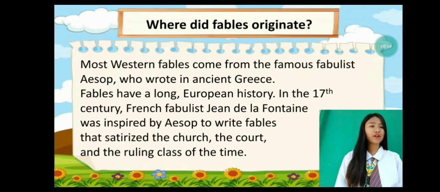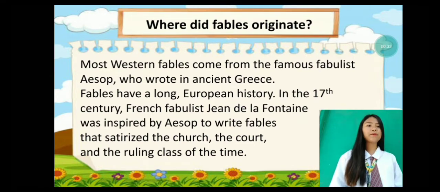Where did fables originate? Most Western fables come from the famous fabulist Aesop, who wrote in ancient Greece. Fables have a long European history. In the 17th century, the French fabulist Jean de La Fontaine was inspired by Aesop to write fables that satirized the church, the court, and the ruling class of the time. So fables originated from the fabulist Aesop in ancient Greece.